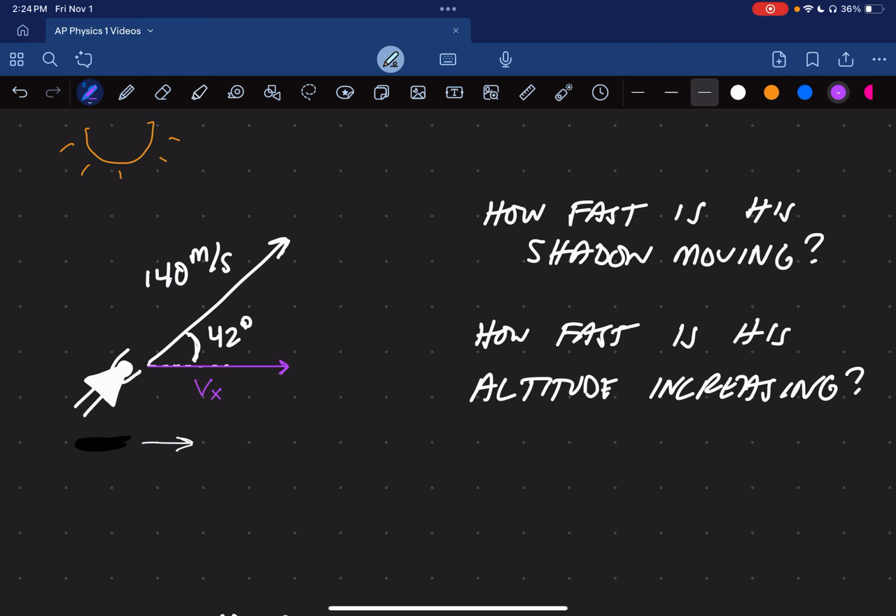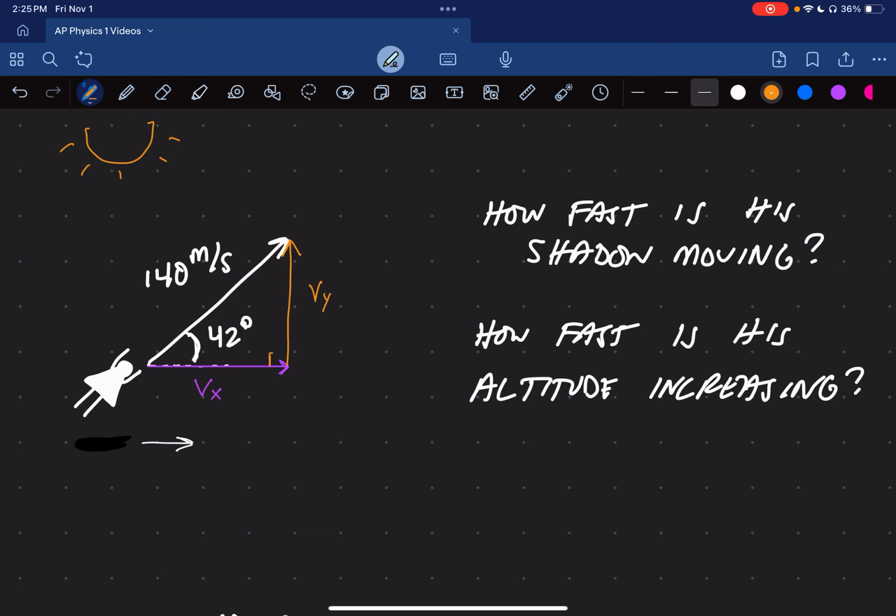And so if you know your trig, you can take the 140 meters per second, the angle here, and you can figure out the length of this vector, which would be the magnitude of the horizontal component, which would be how fast the shadow is moving. We could also figure out this component. So we would draw it straight up. This would be called Vy. And what this number represents is how fast Superman's altitude is rising, or how fast it's increasing. Okay, and so we're going to calculate this here just shortly.